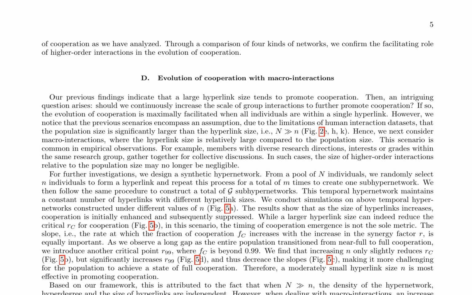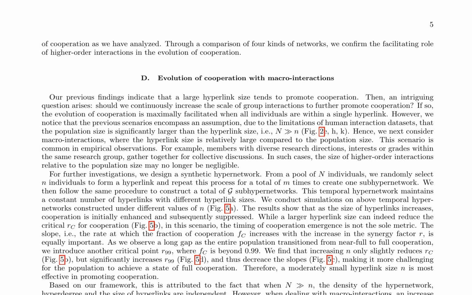In the context of cooperation evolution, this research explores the role of higher-order interactions and their temporal dynamics in temporal hypernetworks. It analyzes how the size of these interactions affects cooperation, particularly in scenarios where the population size is significantly larger than the hyperlink size. The study demonstrates that a moderately small hyperlink size is most effective in promoting cooperation.